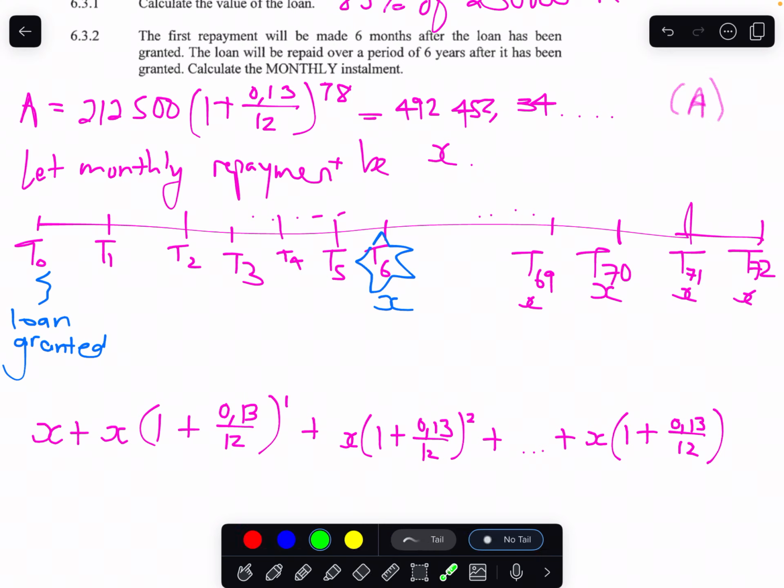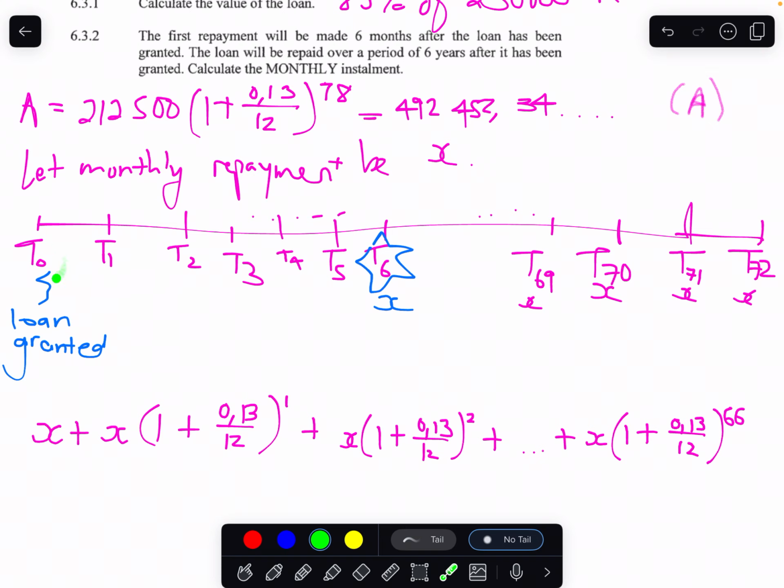From T6 to T7 is 1 month, to T8 is 2 months. So I must just say 72 minus 6, which is 66. So it's going to bear interest for 66 months. Just to do a sanity check, if it had been paid here, then it would have earned interest for 71 months. If it had been made here, hypothetically, it would have earned interest for the full 72 months.